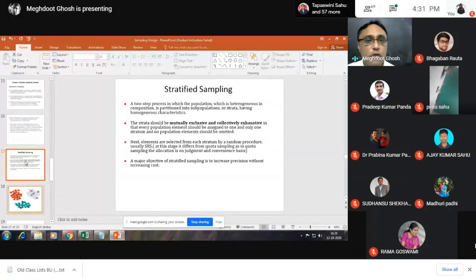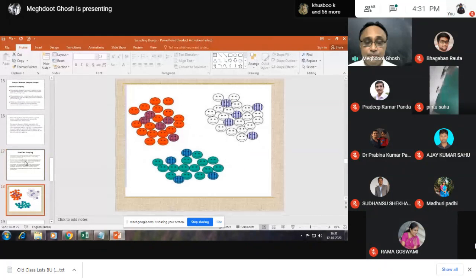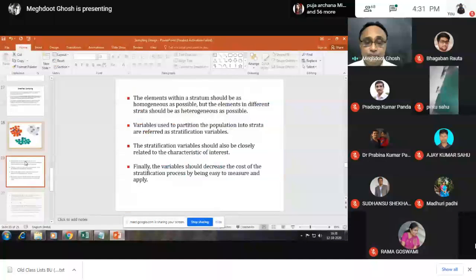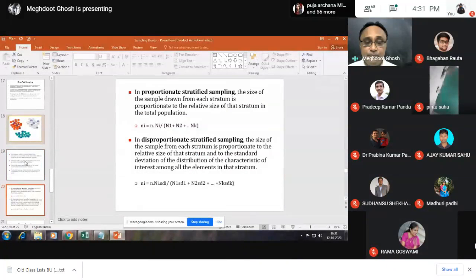Mainly we use the proportional one, but why disproportional is coming is that if you have a huge difference in terms of standard deviation within the groups, then the proportional stratified sampling will not be used. There we will go for the disproportionate stratified sampling. Then again, the sample size which we will be actually taking from individual strata will definitely differ. Now let us see what these things are and how the calculations are done.